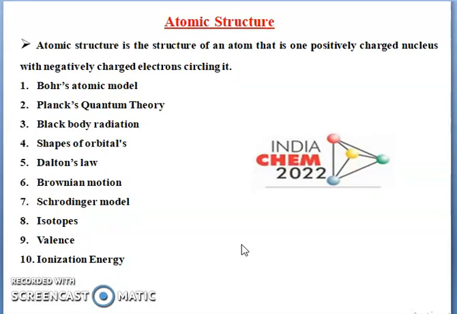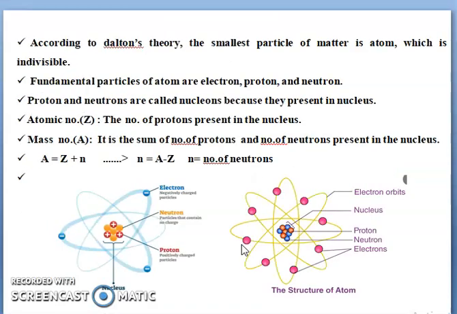The first one is the Bohr atomic model, or simply some introduction about the atomic structure. According to Dalton's theory, the smallest particle of matter is the atom, which is indivisible. The fundamental particles of atoms are electrons, protons and neutrons. These are the three main things in the fundamental particles. Protons and neutrons are called nucleons because they are present in the nucleus.